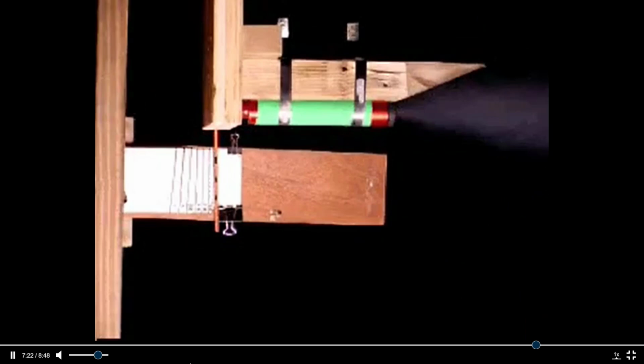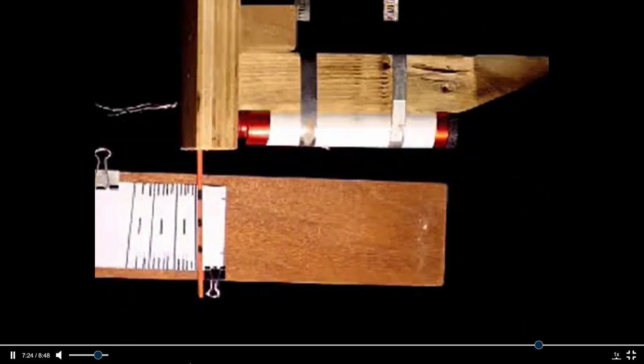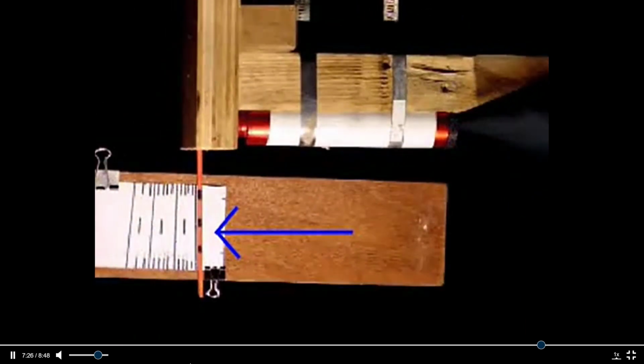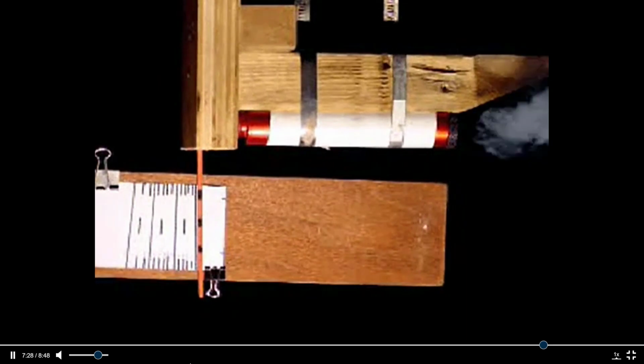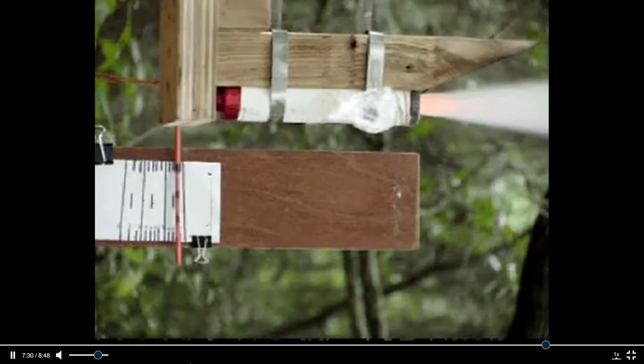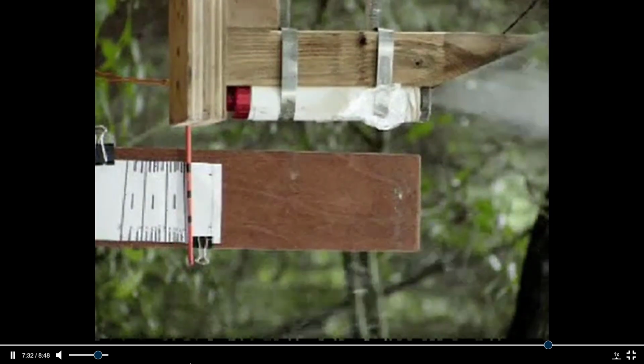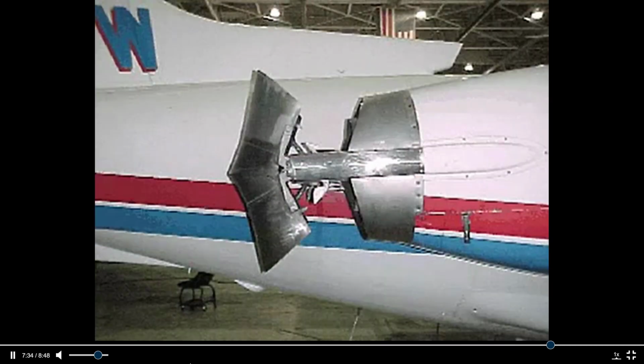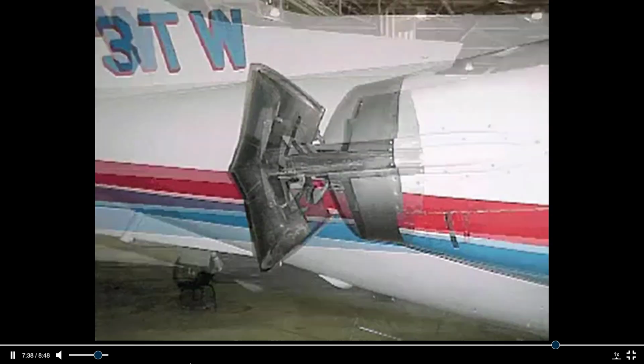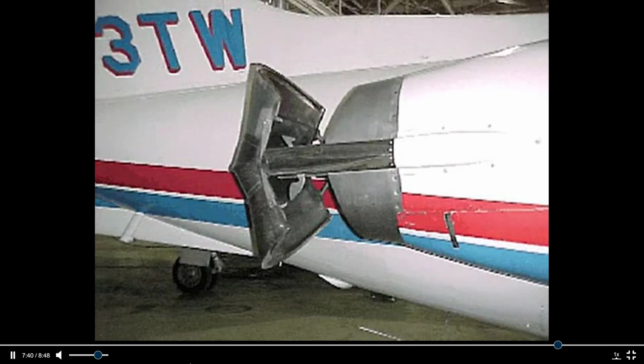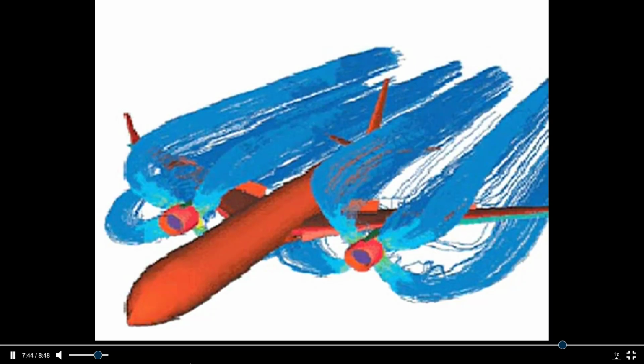Here's a simple homemade model rocket test stand that indicates the rocket thrust by the deflection of a spring-loaded pointer. An equilibrium position is achieved when the spring force exactly balances the thrust. Many airplanes have clamshell-type thrust reversers that close in the jet exhaust and deflect it slightly forward, thus providing a component of reverse thrust to slow the aircraft upon landing.